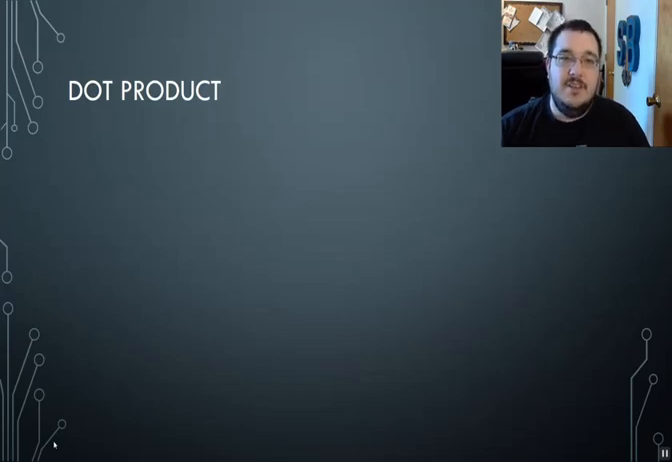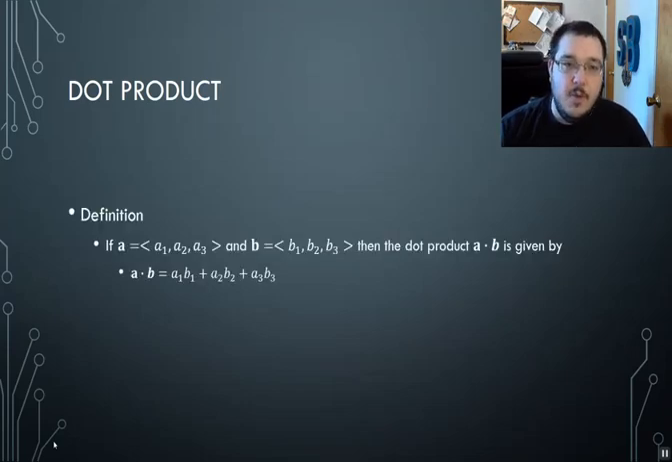But now let's talk about the dot product. So what is the dot product? If you have your two vectors, then the dot product of them is given by the piecewise multiplication of the components, added together. So your x terms are multiplied together, and then your y terms are multiplied together, your z terms are multiplied together, and then you add them all up together.